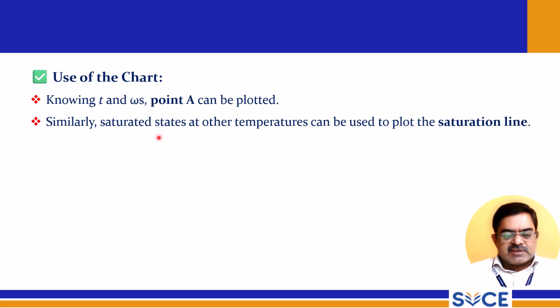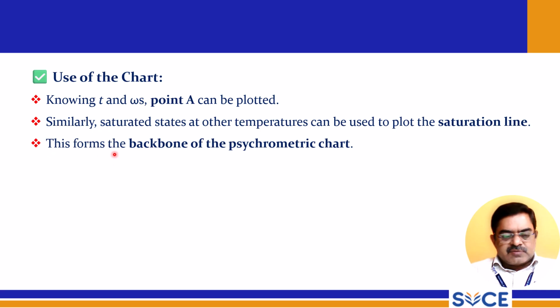Similarly, the saturated states at other temperatures can be used to plot the saturation line. Once we know a point, we can find all other parameters very easily from the psychrometric chart, and this forms the backbone of the chart. So finding the point is very important. Once we find the intersection point, the rest of the things will be very simple.